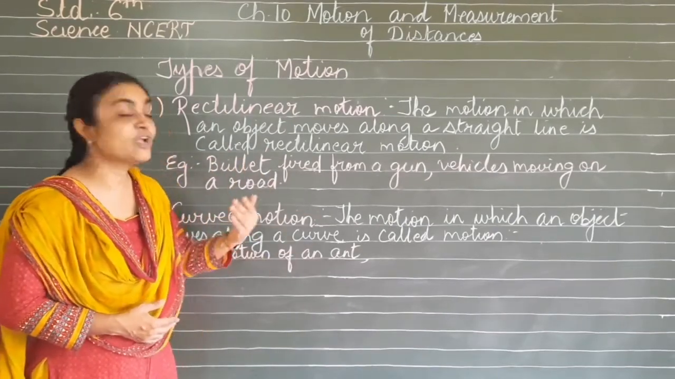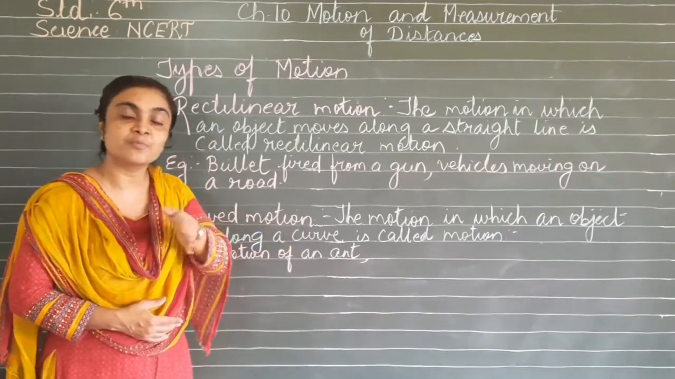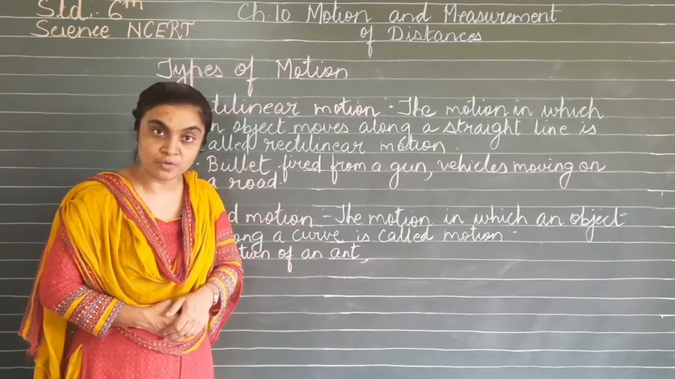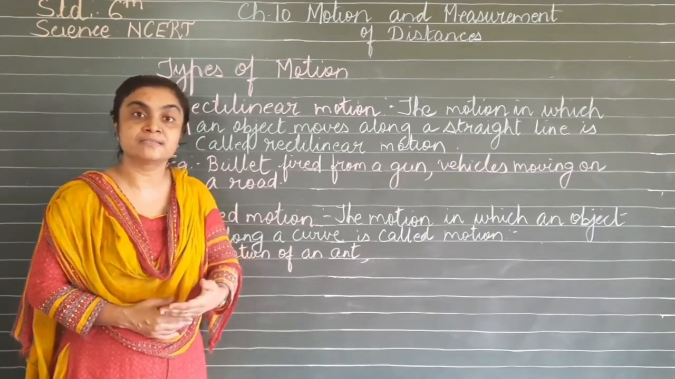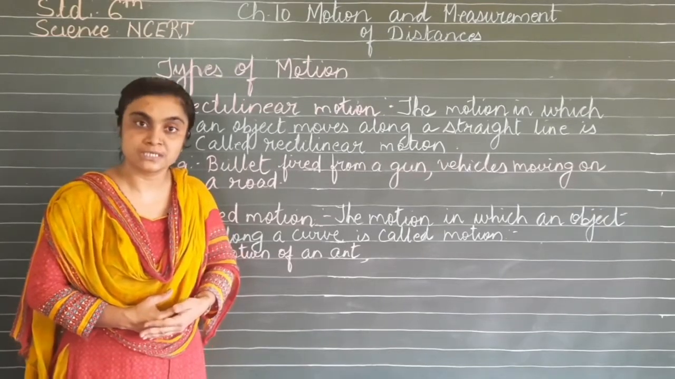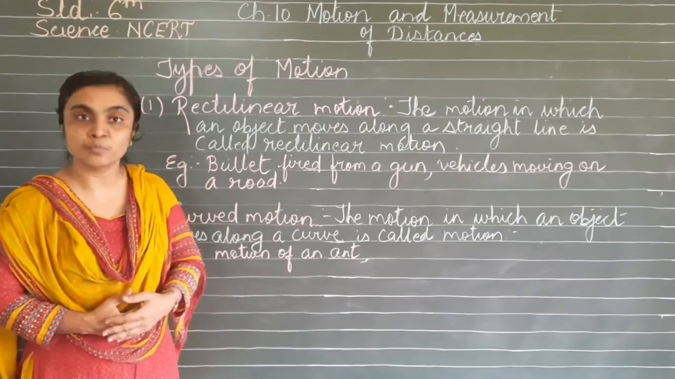Then vehicles moving on a road. All the vehicles, car, bus, scooter, they are moving on a straight path or a straight line. So that is a rectilinear motion. Then sprinters running a race. Then march past of the soldiers. These are all types of rectilinear motion.